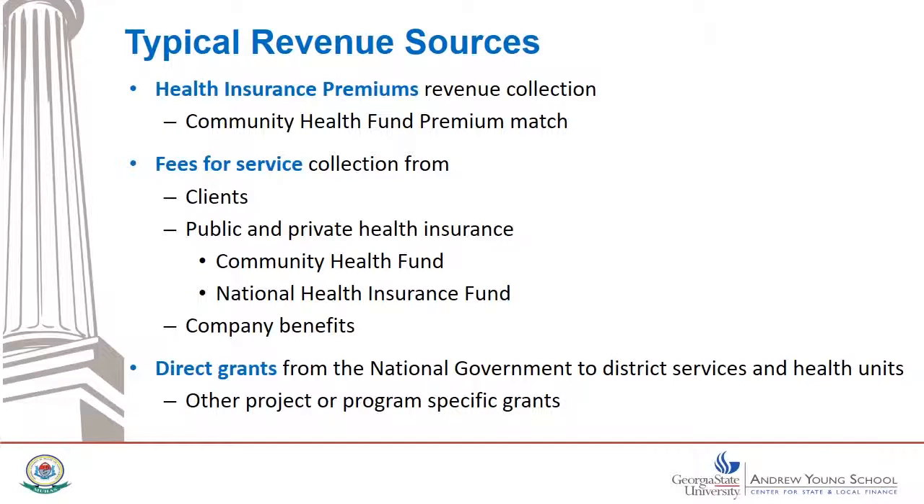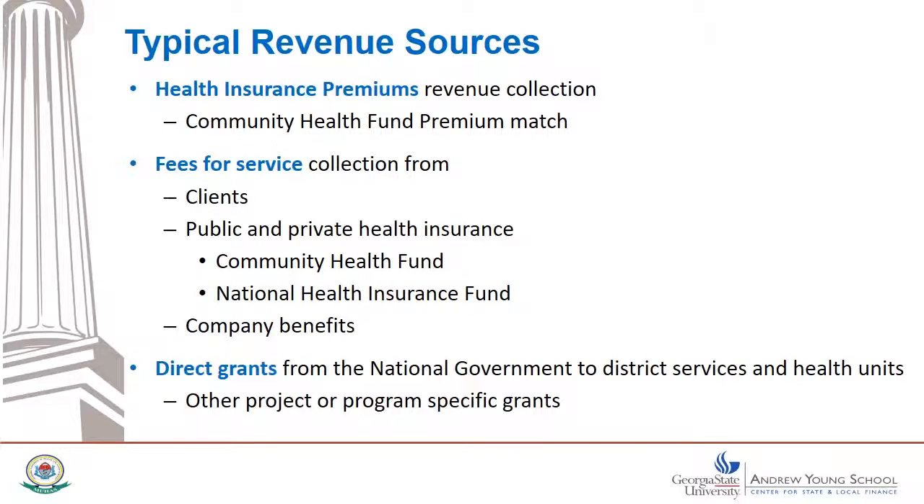The fourth major category are health insurance premiums. These are collected as part of registering people for the Community Health Fund. Created to bring universal health care to all of Tanzania, these funds can be used for certain restricted expenditures such as drugs, medical supplies, and equipment. Premiums received are matched by the national government to further augment the resources available.